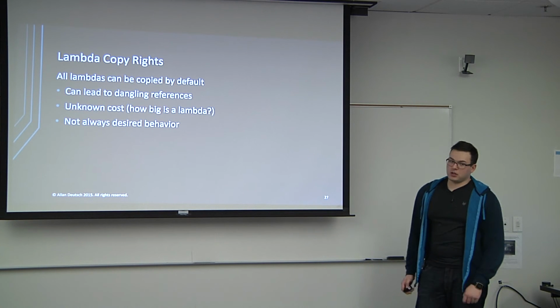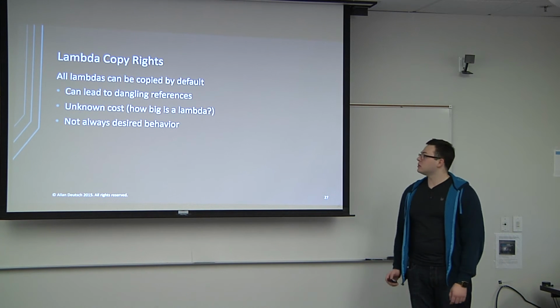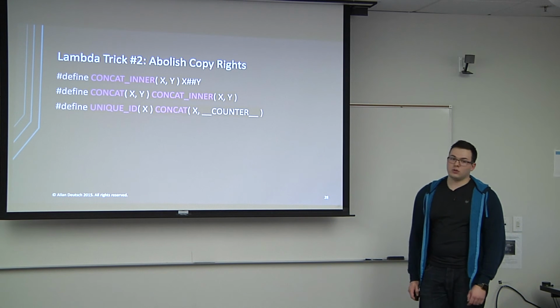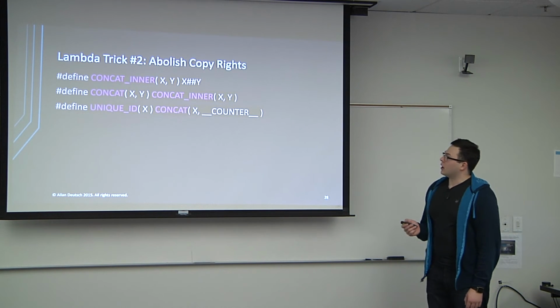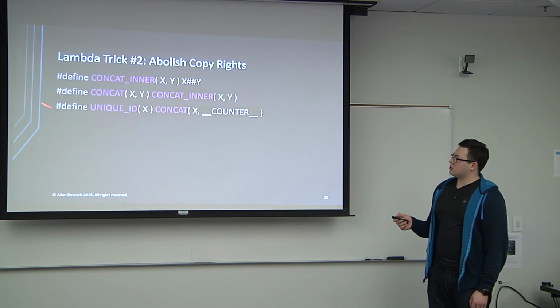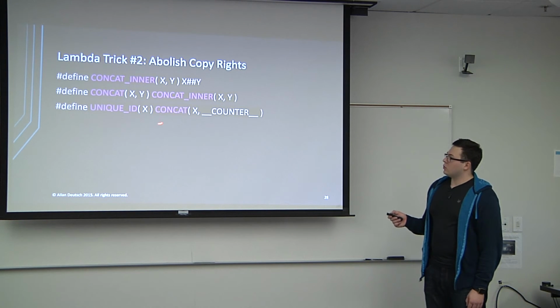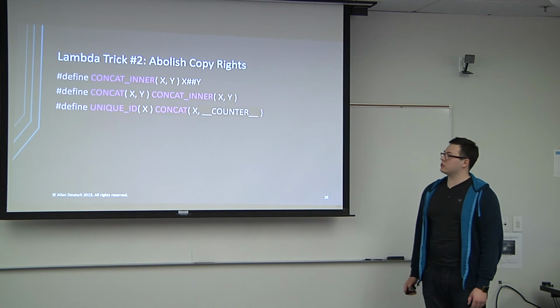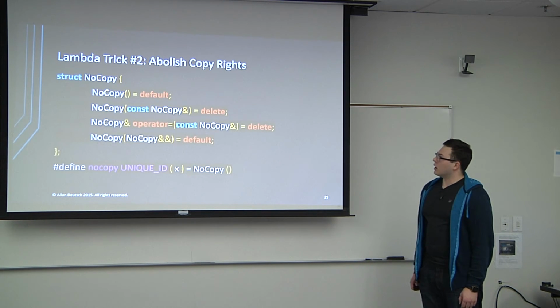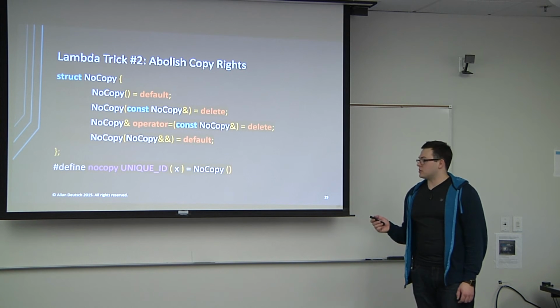But sometimes copying isn't the behavior you want from your lambda. So a neat trick you can do is abolish the copying. So you'll need a little bit of setup for it. What these macros do is they basically generate a unique ID with some name, and then concatenate them together into a unique token. And then you can make this no copy struct here.